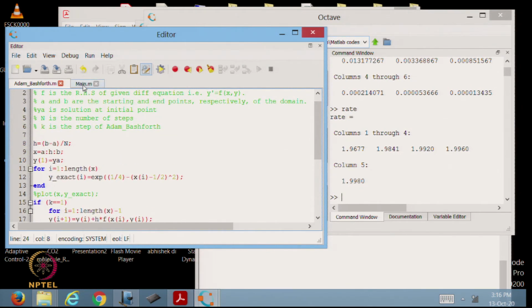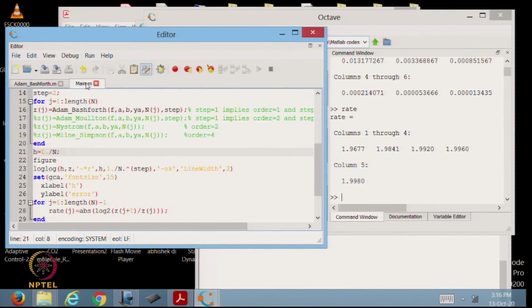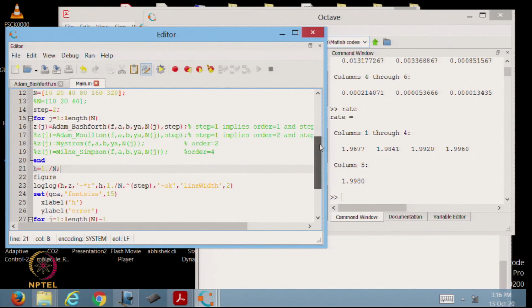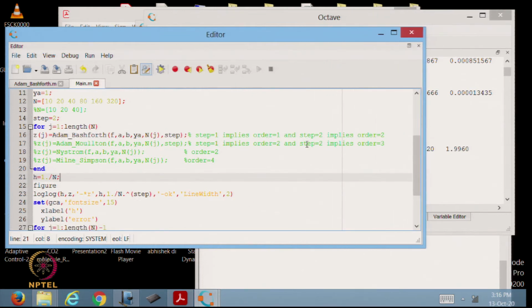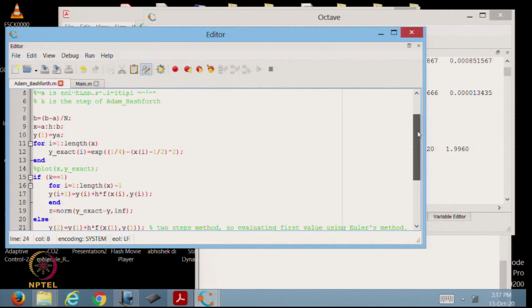So, of course, I have implemented just two different algorithms of Adams-Bashforth, corresponding to step is equal to 1 and step is equal to 2. Step 1 is an order 1 method, and step equal to 2 is an order 2 method. But if you want, you can also implement other higher order methods under this category, but as far as this code is concerned, I have just implemented k is equal to 1 and k is equal to 2.